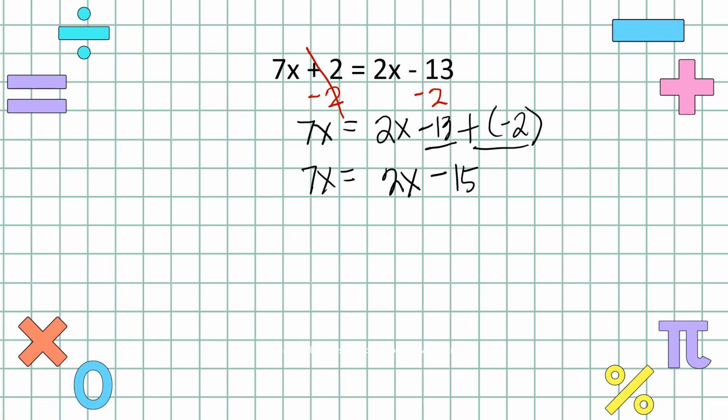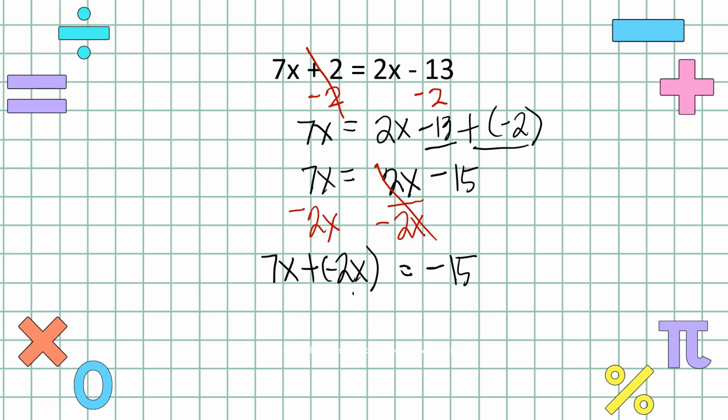Like what we did in the previous example, we also remove the term with the variable on the right side. So what we do here is add a negative 2x, which is the opposite of our term here, so we can make it 0. And we also add a negative 2x on the left side. This gives us 7x plus a negative 2x as equal to, this will give us 0x, so cancel, and negative 15 left.